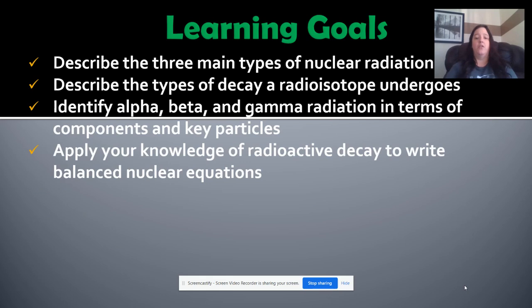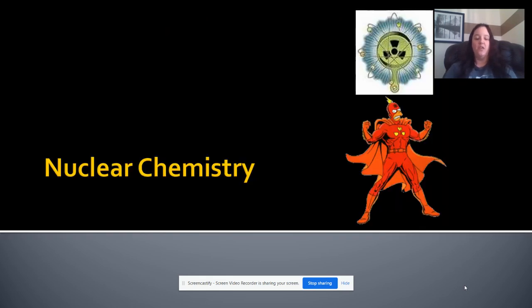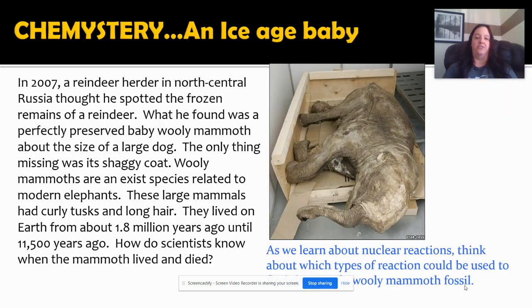Today, though, our main goal is we're going to describe the three main types of nuclear radiation. We're going to describe the types of decay a radioisotope undergoes. We're going to identify alpha, beta, and gamma radiation in terms of components and key particles. And you're going to apply your knowledge of radioactive decay to actually write balanced nuclear equations. I promise you they're much easier than balanced chemical equations, though. So off we go to nuclear chemistry.